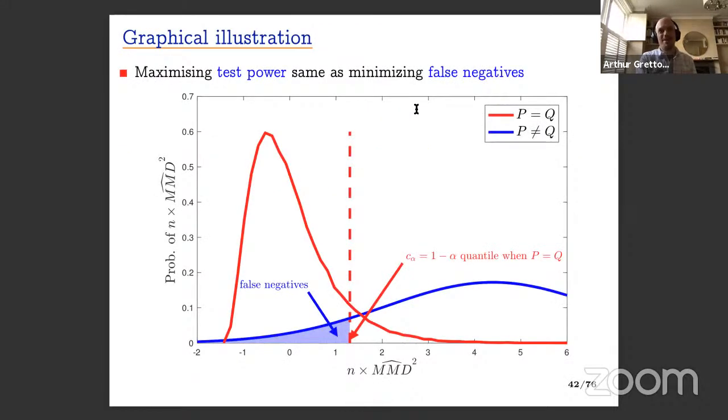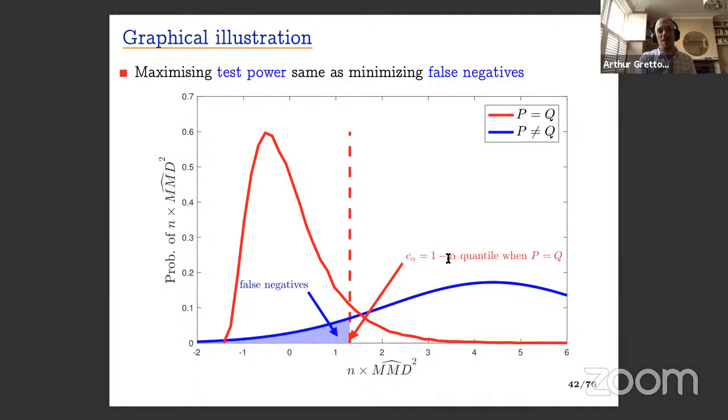So how do I choose the best kernel? I've given an intuition, but now let's make this a little bit mathematical. Remember, this is the distribution of my MMD under the assumption that P and Q are the same. I've got a threshold here, which is the 1 minus alpha quantile. So 95% of the time I fall below that threshold, and 5% of the time I'm going to be above it. And here, in blue, is the behavior I expect of the MMD when P and Q are different, and here is the proportion of false negatives.